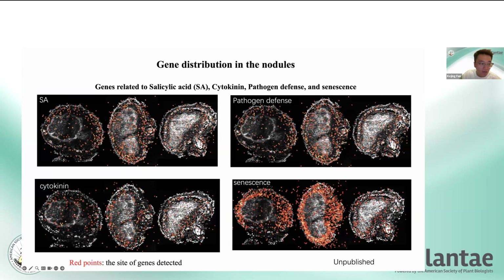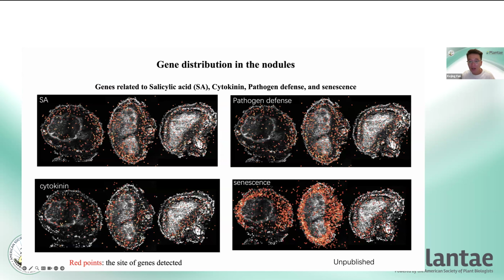So we wanted to confirm the distribution in the nodules of genes related to SA biosynthesis, signaling, transduction, or metabolism processes. Here the red points are the sites of genes detected. So we found that SA-related genes and cytokinin-related genes were significantly enriched in the cortex region or the outer layer of the infected zone. So this is directly consistent with the hormone distribution.